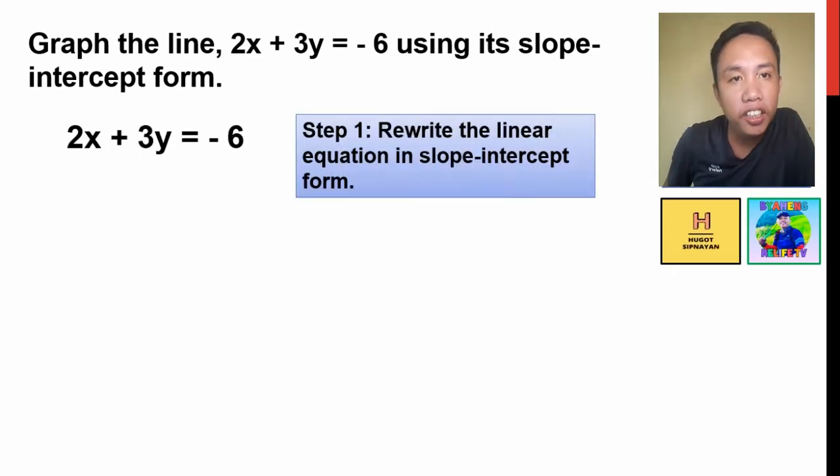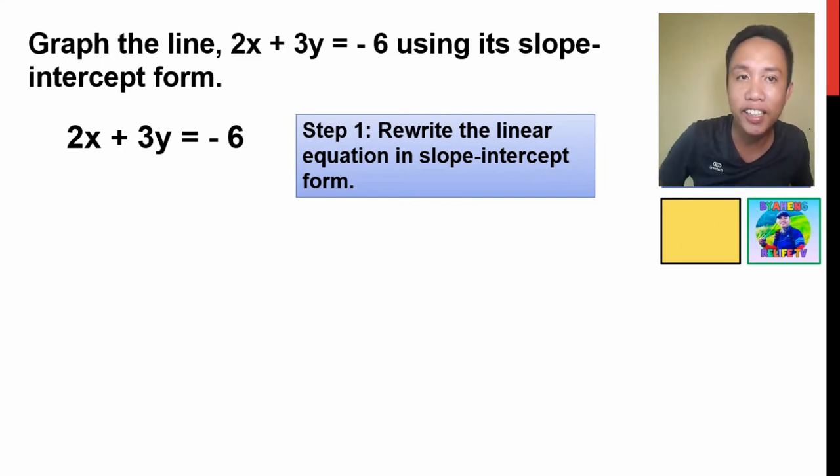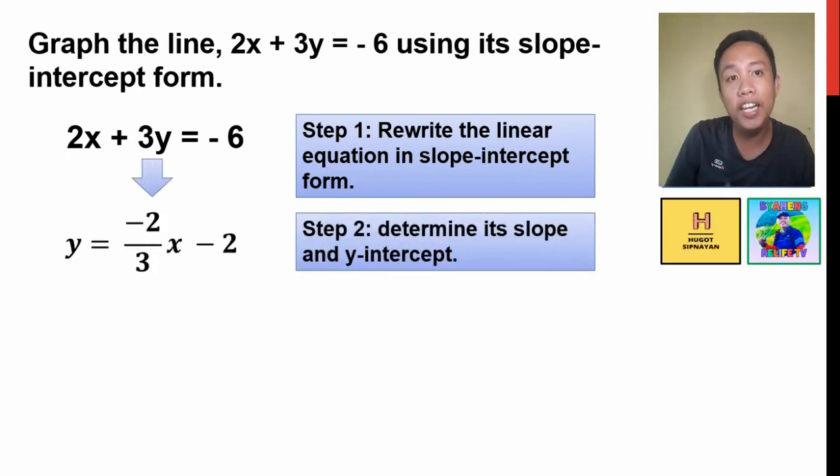So first step natin is to rewrite. We're going to have 2x plus 3y equals negative 6 na nasa standard form. Anong gagawin natin? We're going to rewrite them into slope-intercept form. Kung hindi ka familiar kung paano mag-rewrite, you may find some video dito sa aking channel kung paano mag-rewrite ng standard form into slope-intercept form.